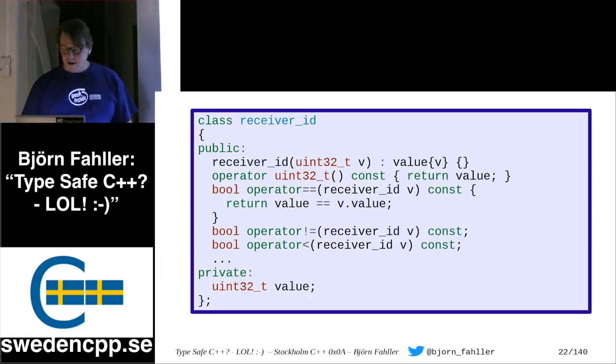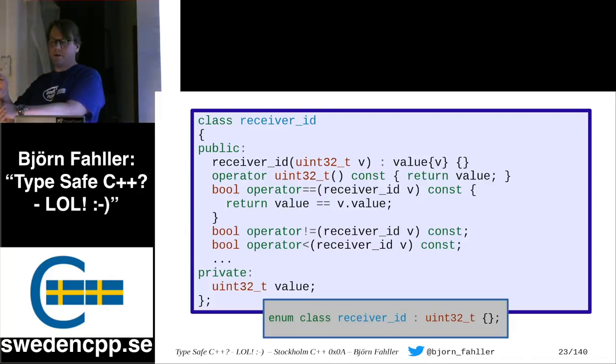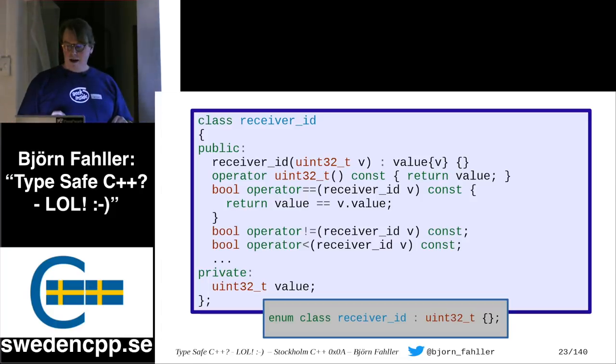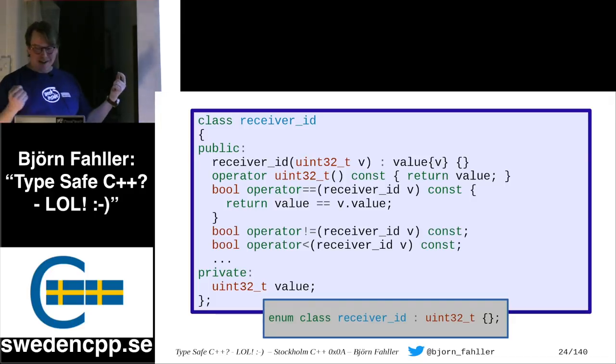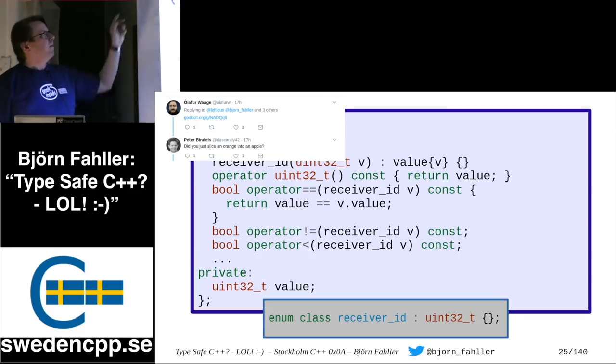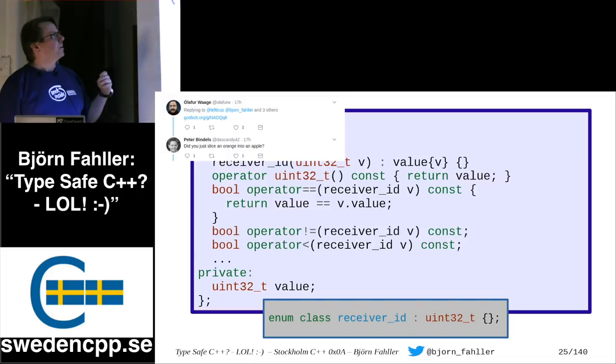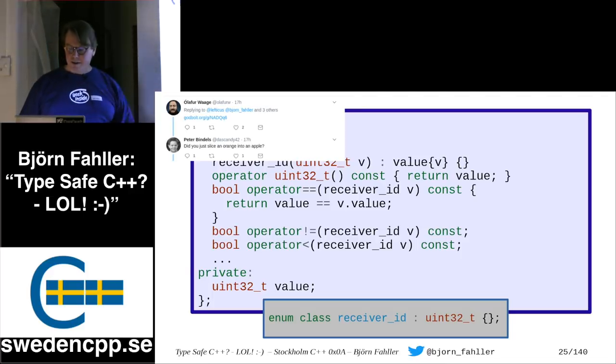And in C++17 we have a cool thing. We can say enum class receiver ID that is a uint32_t. And here is where, not Saturday, I had to make a substantial rewrite of my presentation. Because in a thread on Twitter about this enum class thing, there is Olaf Vage, I'm probably mispronouncing his name, Icelandic is really not my thing. To which Pete Bindles responded, did you just slice an orange into an apple? I obviously had to click the Godbolt link.